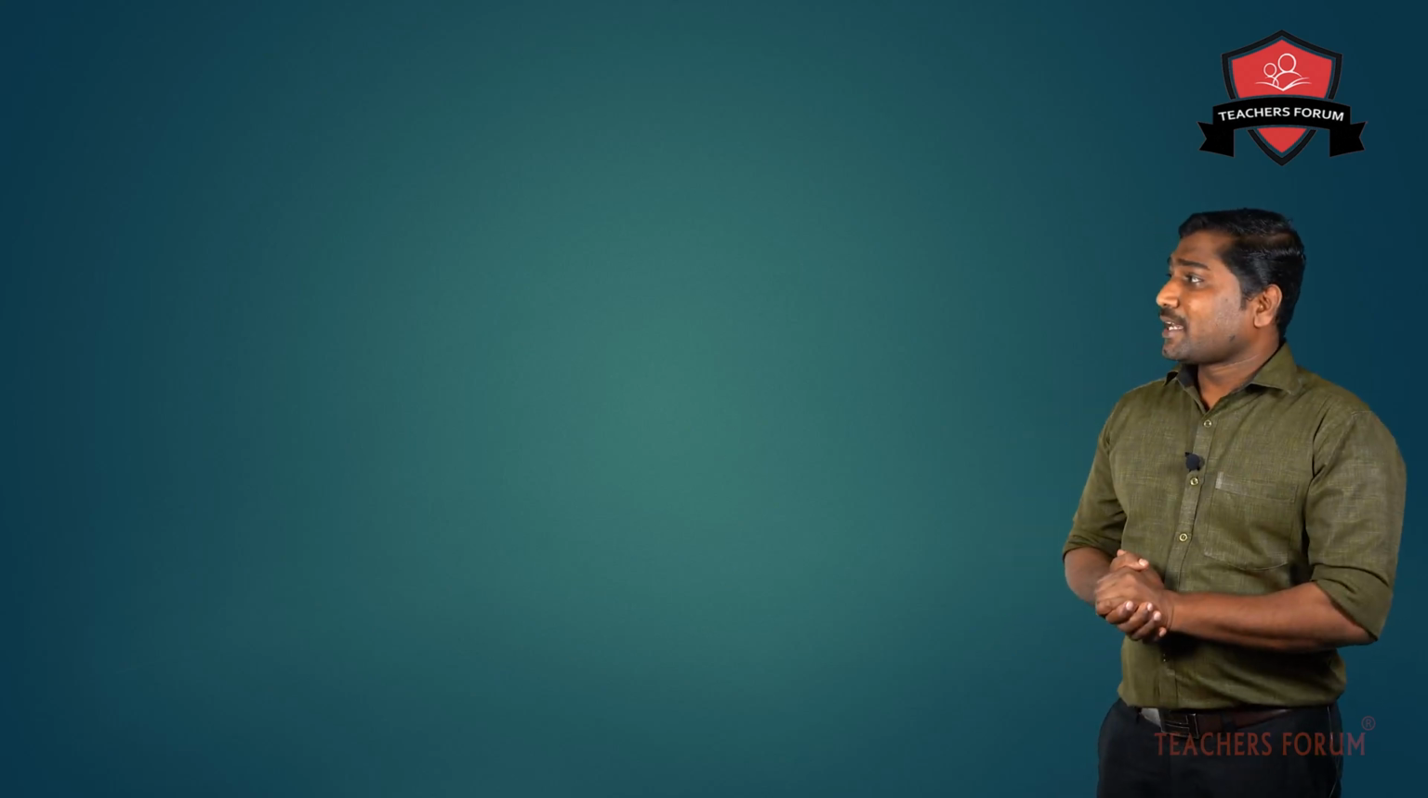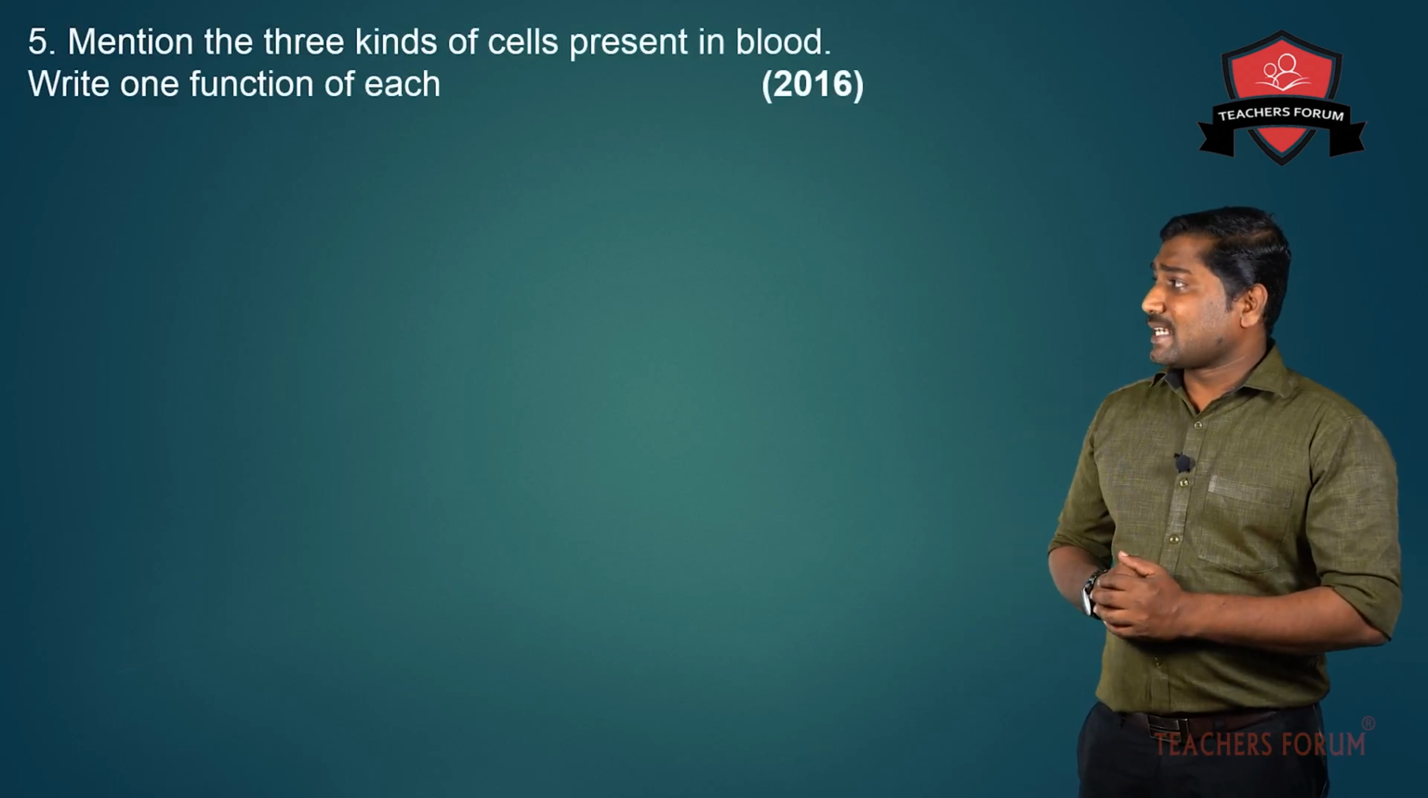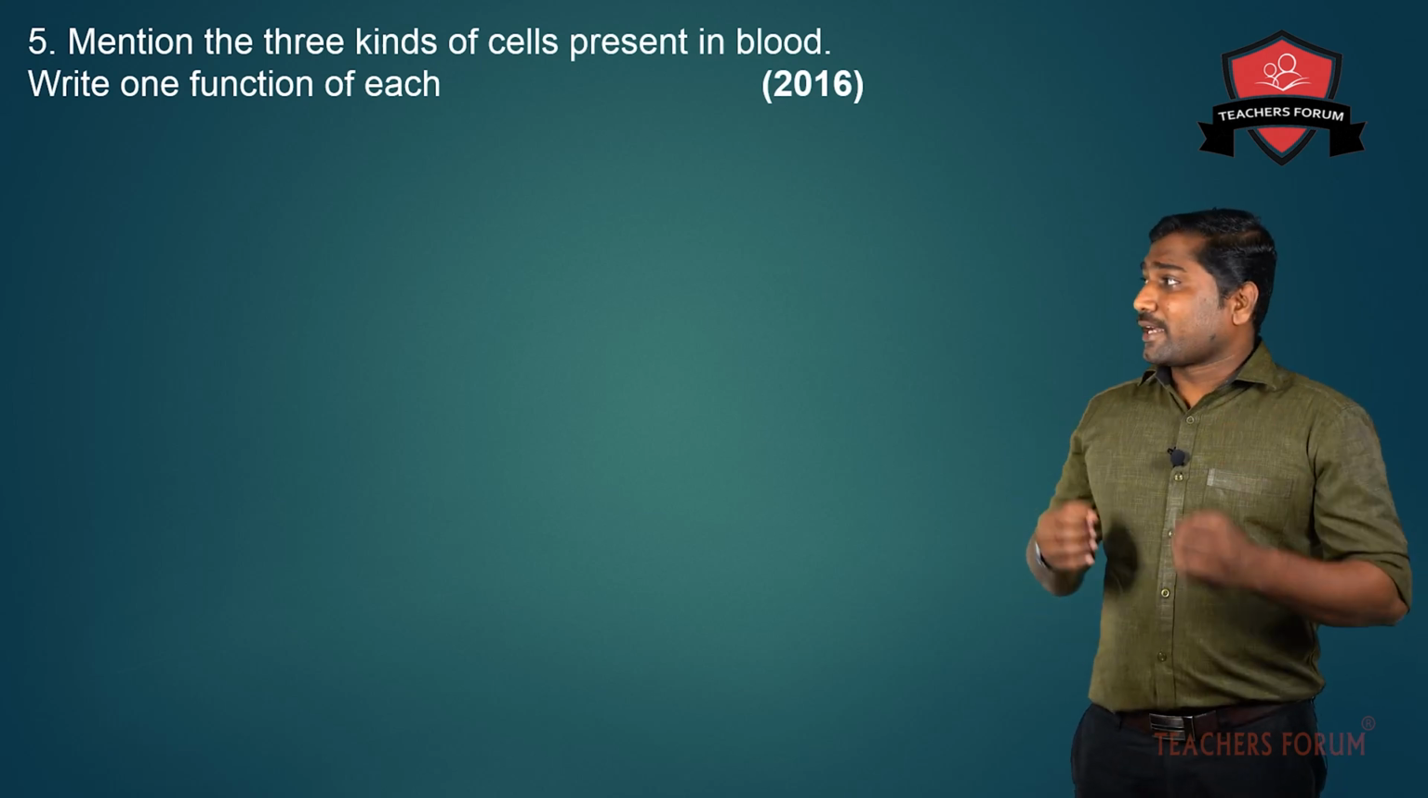Moving to the next question, mention the 3 kinds of cells present in the blood. Write 1 function of each.